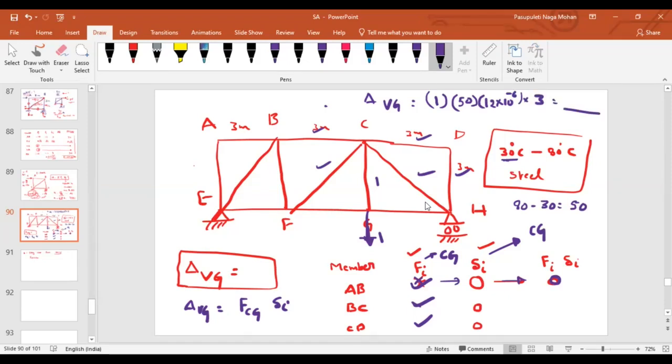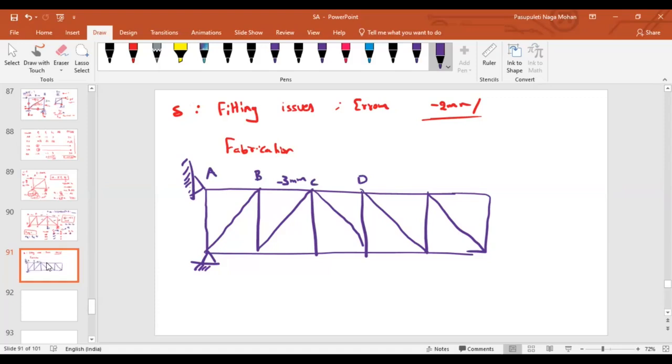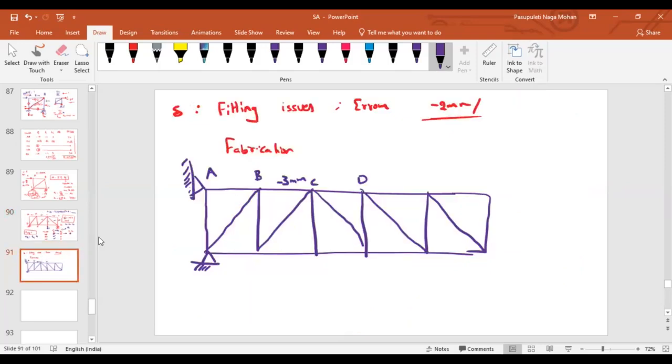Now the final value we are getting, positive or negative? Positive, sir. That means the assumed direction is correct, that means the unit load direction is downward. So the deflection is happening in the downward direction only. Clear? Similarly, is it clear why I have not found the forces in all other members? Yes, sir. Clear, sir.